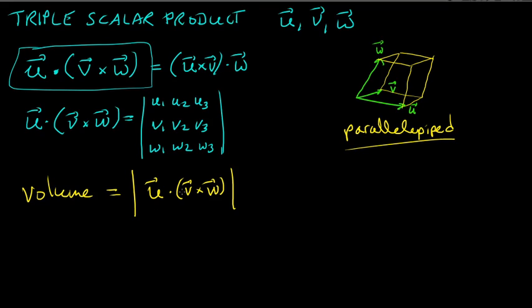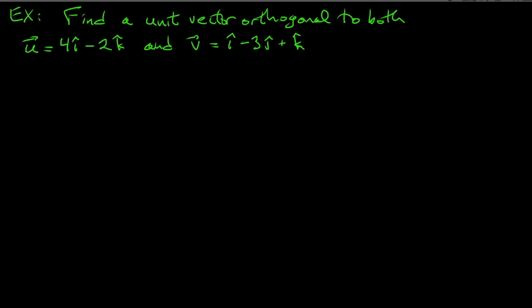Yeah, I guess I could look for one more quick example. Okay, so here's a good one. Find a unit vector orthogonal to both u, which is 4i minus 2k, and v, which is i minus 3j plus k. If it helps, you might want to write them this way, right? So this vector u has components 4, 0, negative 2, because it's 0j. And then the vector v has components 1, negative 3, 1.